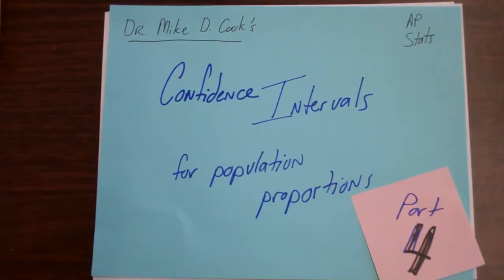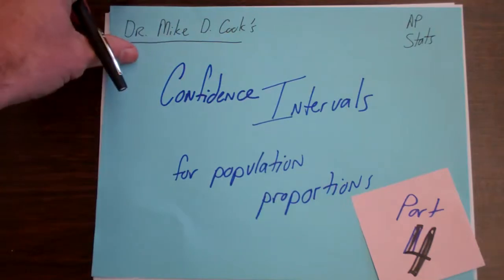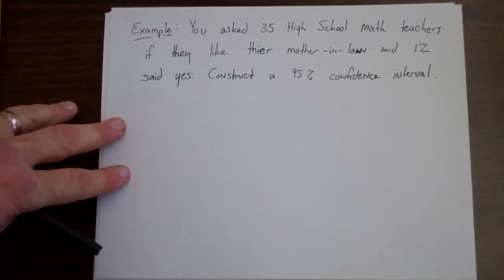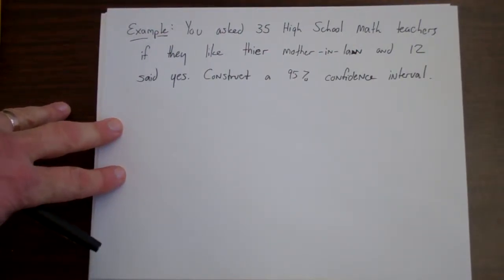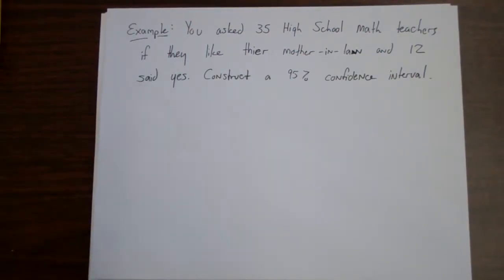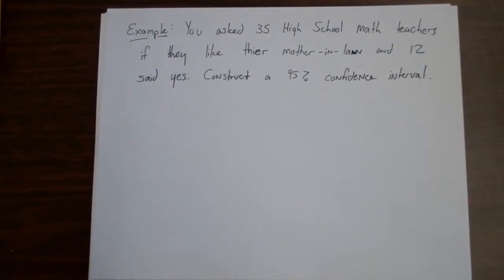This is the fourth in a series of videos on constructing confidence intervals for population proportions. Let's start by looking at another example. You did a survey and you asked 35 high school math teachers if they liked their mother-in-law or not. I happen to like mine, so I was one of the ones that said yes. You asked these 35 math teachers, and 12 said yes. So what you would need to do is construct a 95% confidence interval for p hat, your estimated proportion.